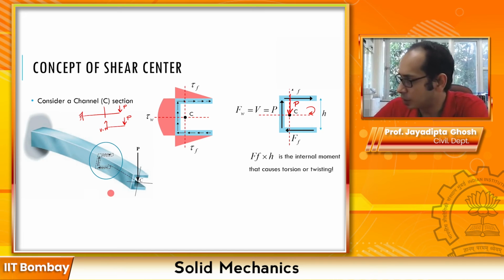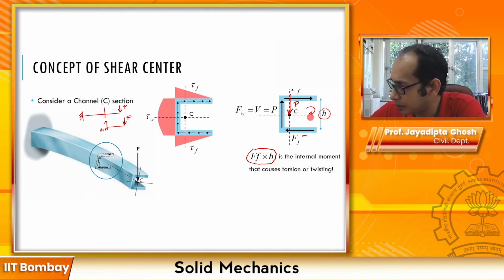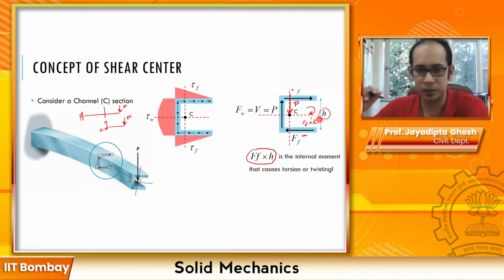Yeah, so this guy over here and this guy over here, separated by this h, cause this particular moment. This is F times h, right? So this is the moment that is happening, it is F times h. So this is the twisting moment over here.